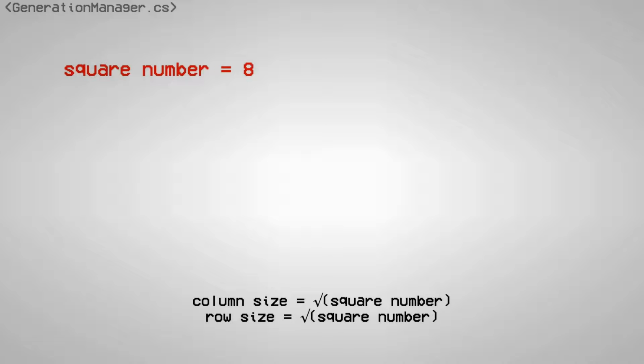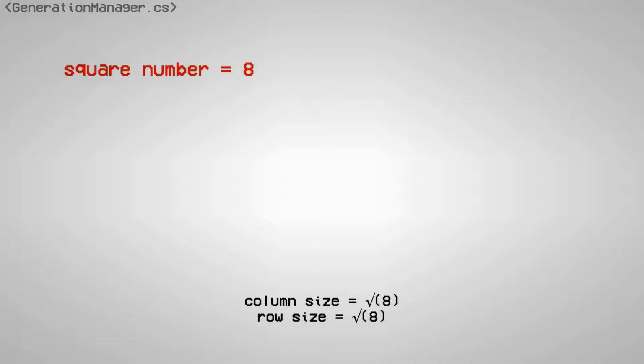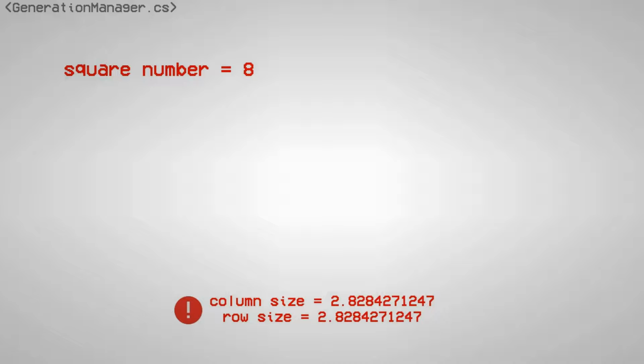In this next example, we've set the map size to be something that is not a square number, or something that does not have a square root that comes out to be an integer. In this case, we've set the column size to be the square root of the square number and the row size to be the square root of the square number, which is 8. This gives us a float of 2.8284271247, which is not an integer, it's a float.